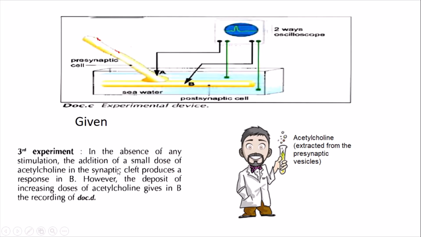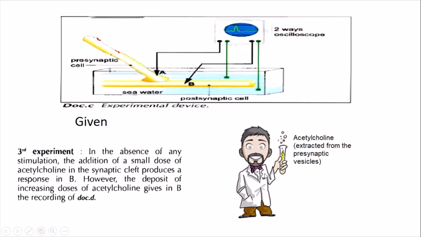In the third experiment, in the absence of any stimulation again, the addition of a small dose of acetylcholine in the synaptic cleft produces a response in B. However, the deposit of increasing doses of acetylcholine gives in B the recording of document E. So we have plenty of data here. Let's try to understand them one by one.